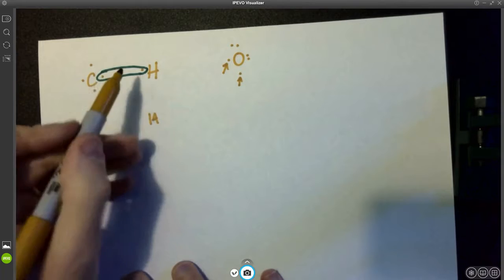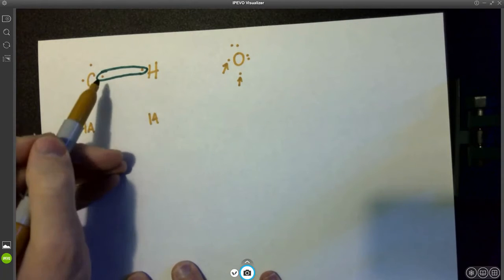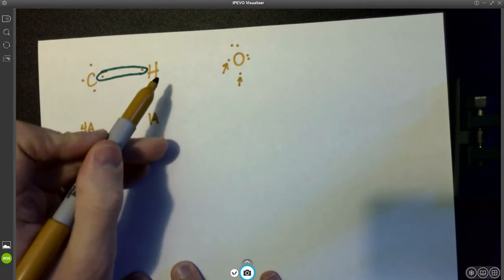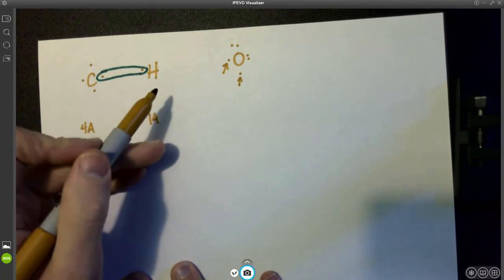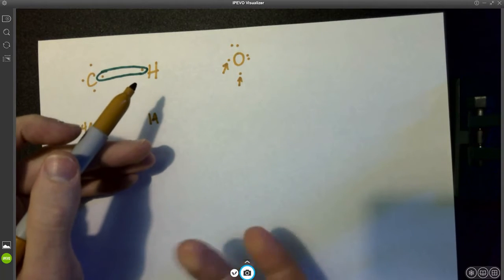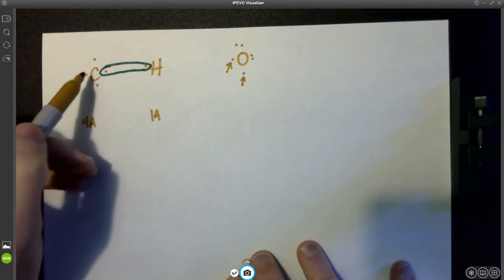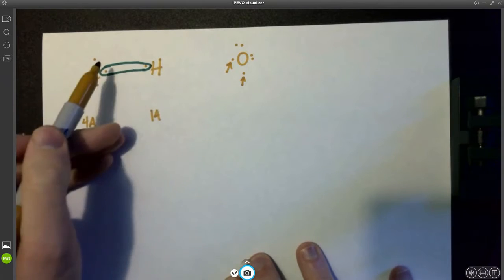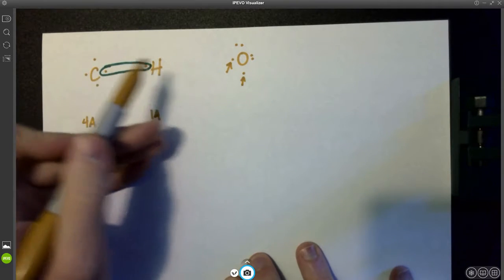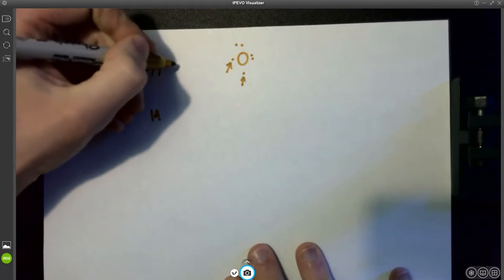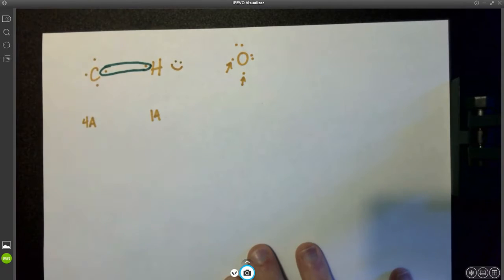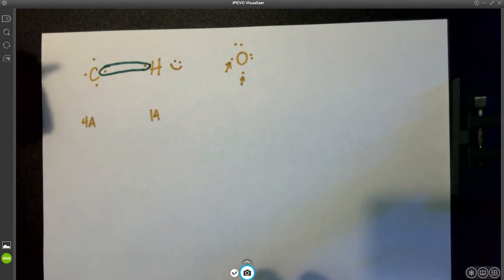So these two electrons might be shared between the carbon and the hydrogen, and that's going to create a single covalent bond. So remember, covalent bonding is when atoms share electrons. What has happened here is now both atoms get to act like they have those electrons. So for example, hydrogen's happy because it filled up its shell to 2, because remember, hydrogen only is in that first row of the periodic table.